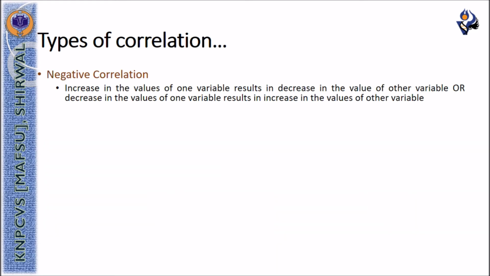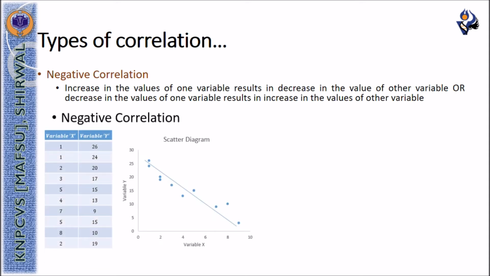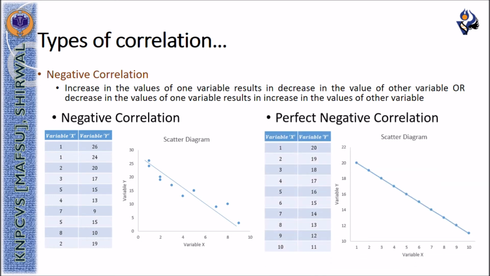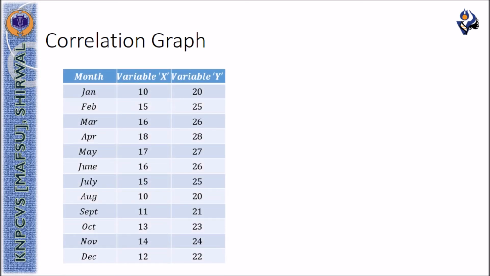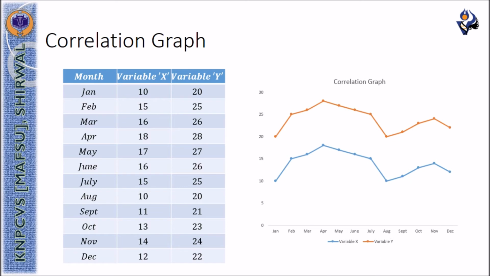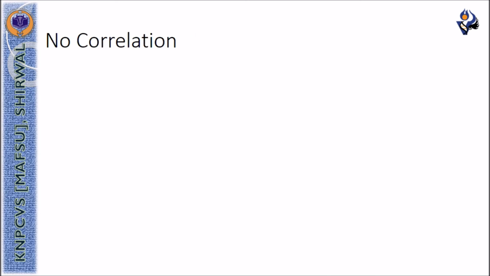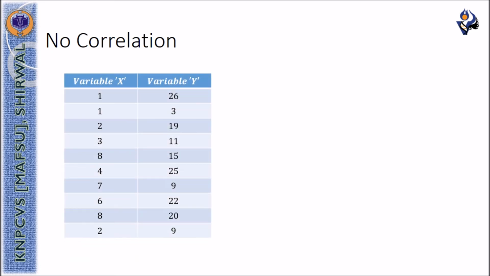Whereas an increase in the value of one variable resulting in a decrease in the value of the other variable, or a decrease in the value of one variable resulting in an increase in the value of the other variable, is known as negative correlation. We can observe negative correlation and perfect negative correlation with the help of a scatter diagram. Whereas the temporal data of two variables can be denoted with the help of a correlation graph. Similarly, the scatter diagram as shown here indicates no correlation between the two variables.